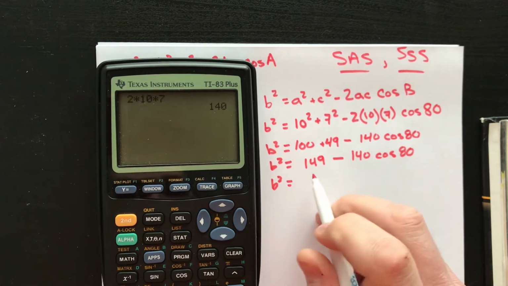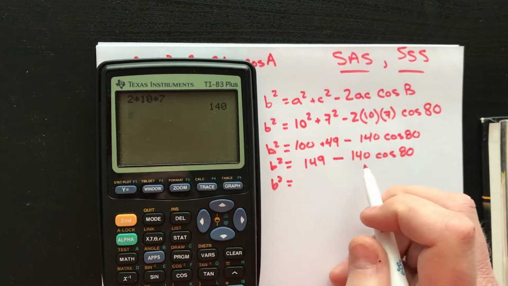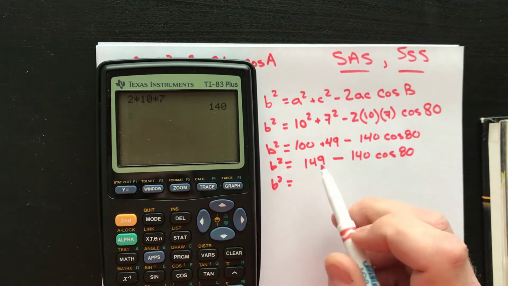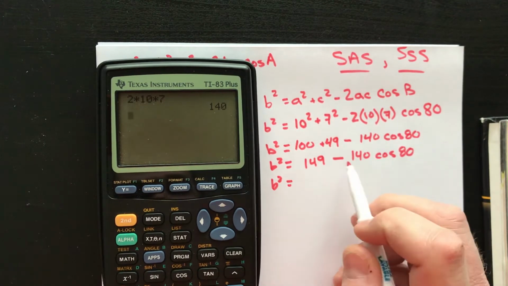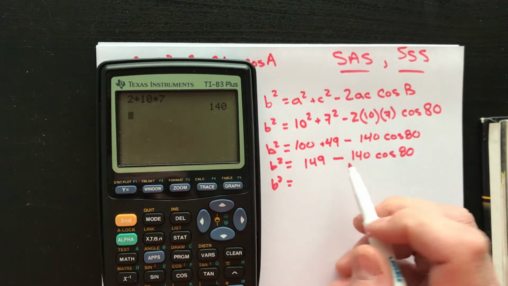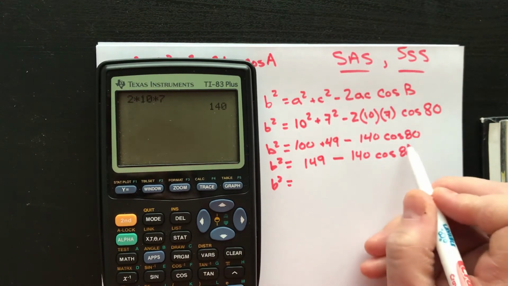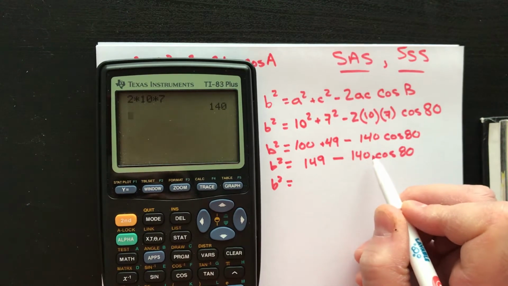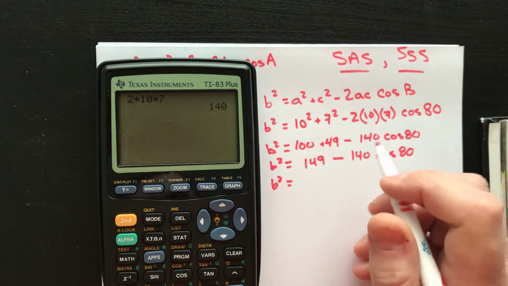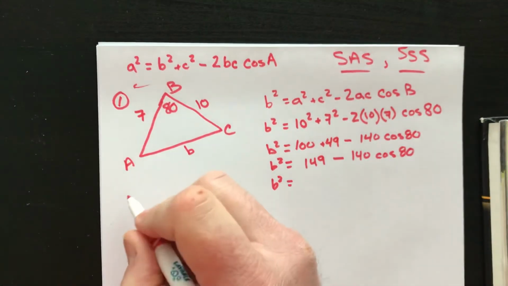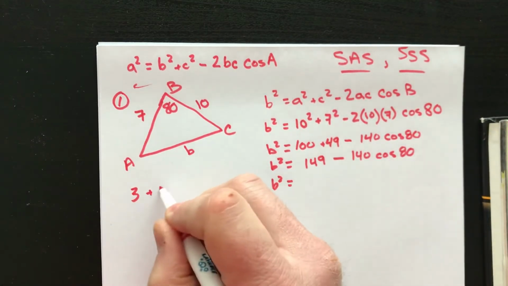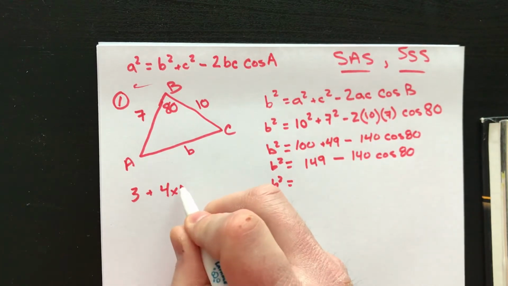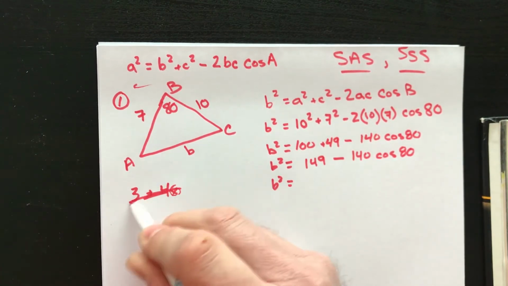They like to do 149 minus 140. Do not do that. You cannot subtract these two numbers. Now you're asking why not? Because there is a cosine of 80 connected to this 140 by multiplication. It's almost like saying, oh, hey, 3 plus 4x. You cannot add the 3 and the 4 because of this x, all right?